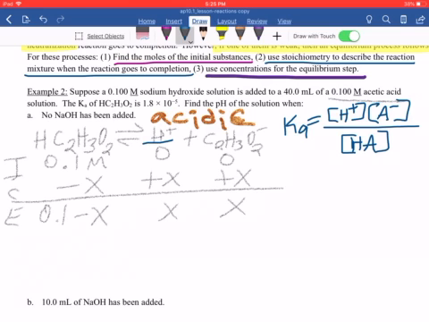All right, plugging in our Ka, which was given to us right here. It's 1.8 times 10 to the negative 5th.